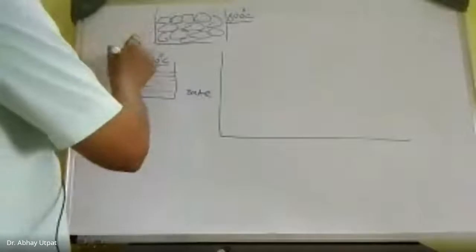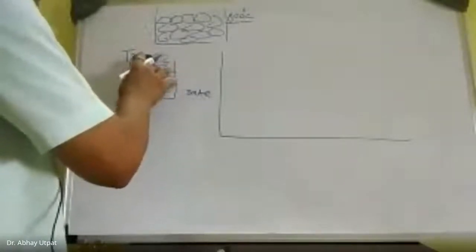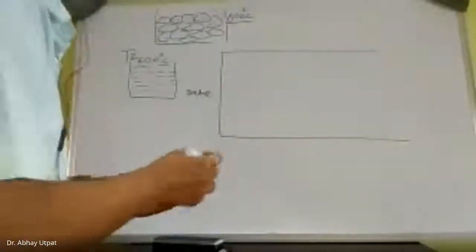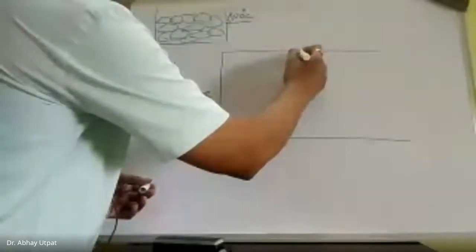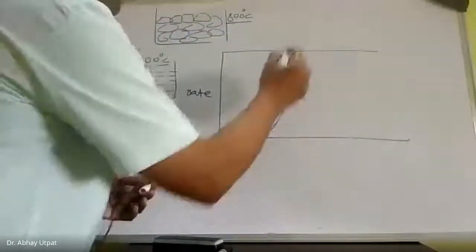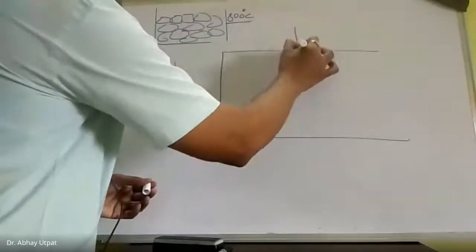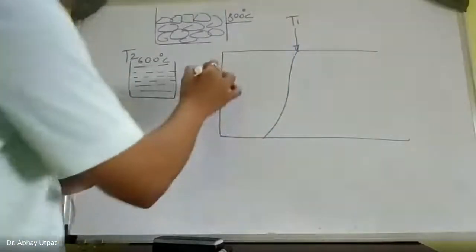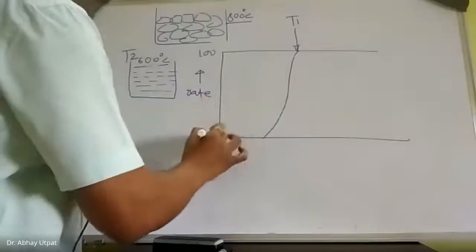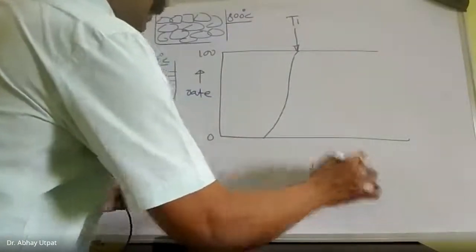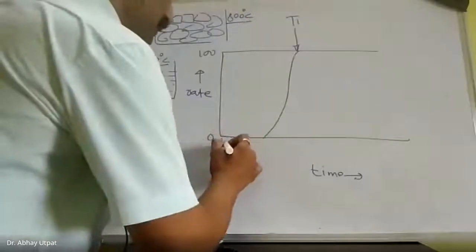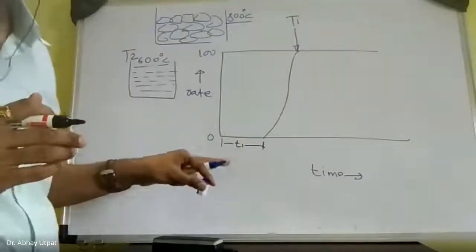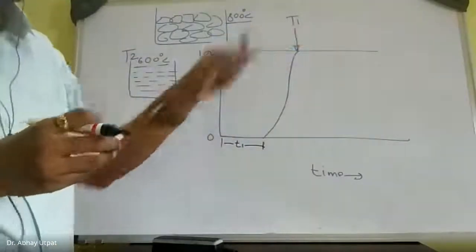Now the experiment I have repeated for T2 temperature, 600 degrees Celsius. This is for T1 temperature. This plot we have already drawn for T1 temperature. And this is incubation period for T1 temperature. That's why I write small T1. You also draw in the same way. This is small T1 and this is T1.